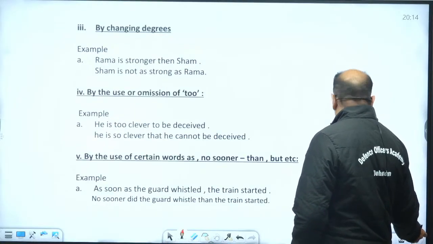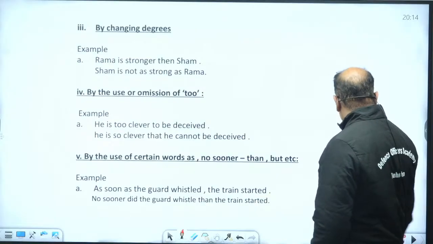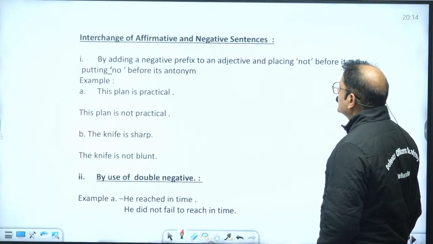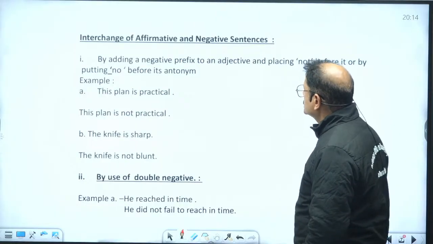We've got a lot of exercises. In fact, I would like to do affirmative and negative sentences also. We'll do it in the next session.